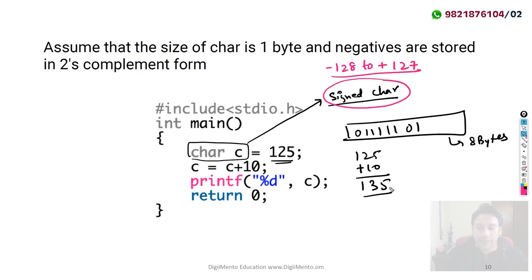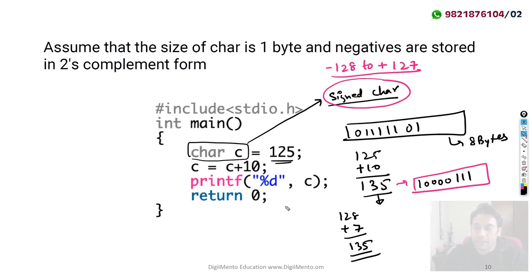So that means if I add this 10 to this value, it becomes 135, which is out of the range. So how does this 135 change to binary? If you convert 135 to binary, it is 10000111. 135 is 128 plus 7. Now if you check this range, this 135 is out of this range.